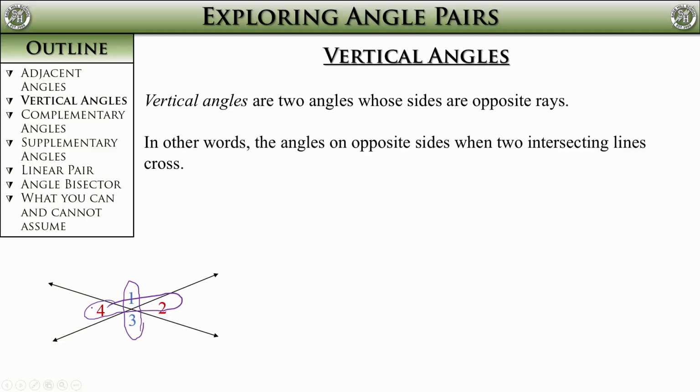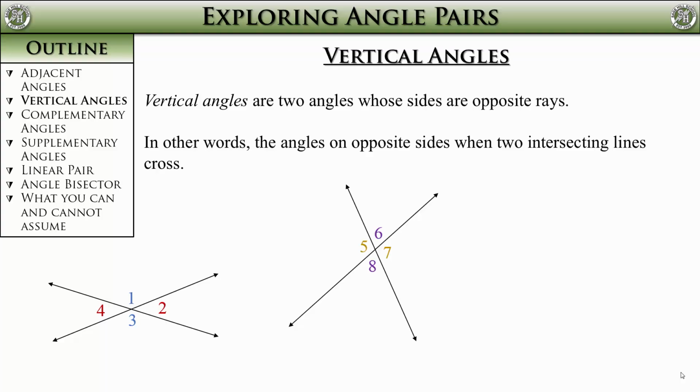The official definition of vertical angles talks about a pair of angles whose sides are opposite rays, which is fine and all, but the definition feels unnecessarily complicated. Most students are more comfortable thinking about vertical angles being on opposite sides when two lines cross. Some more examples. Once again, they are color-coded to make it easier.